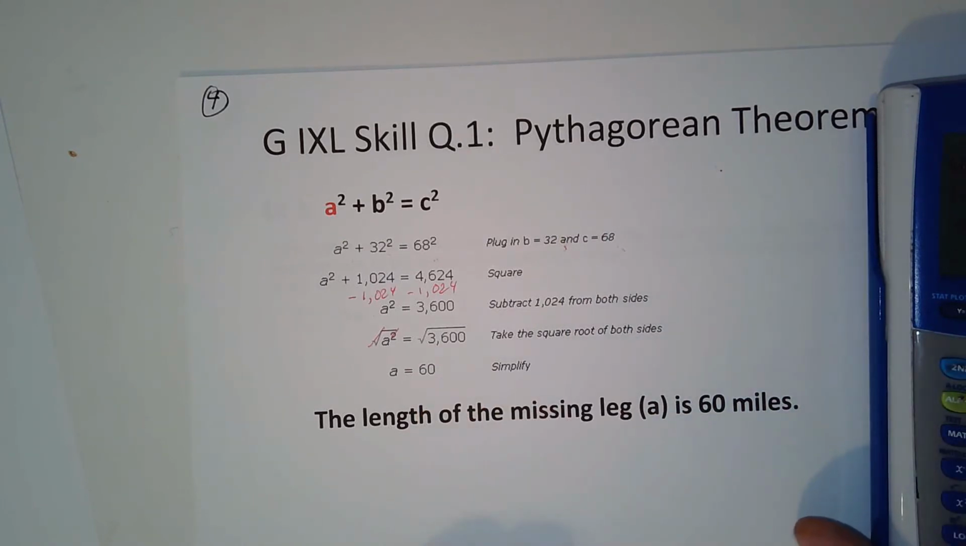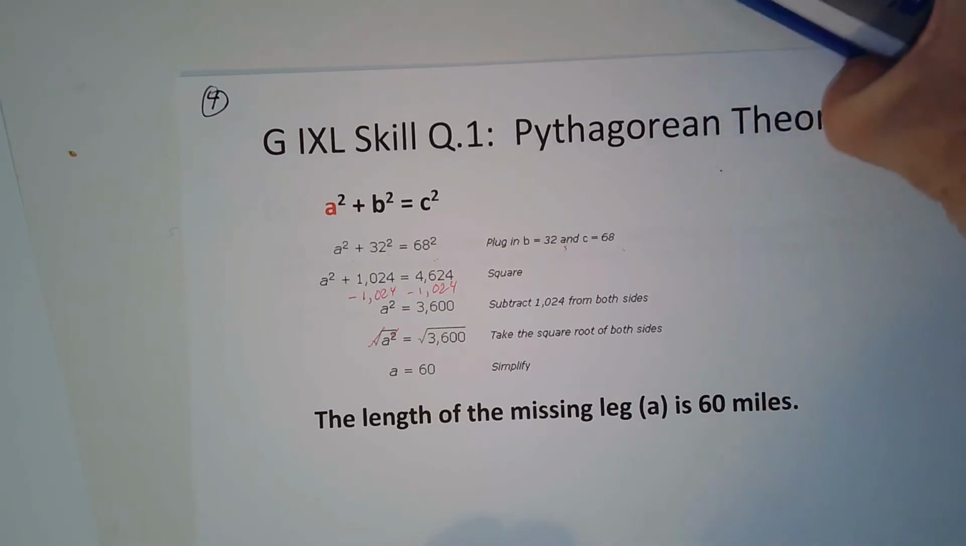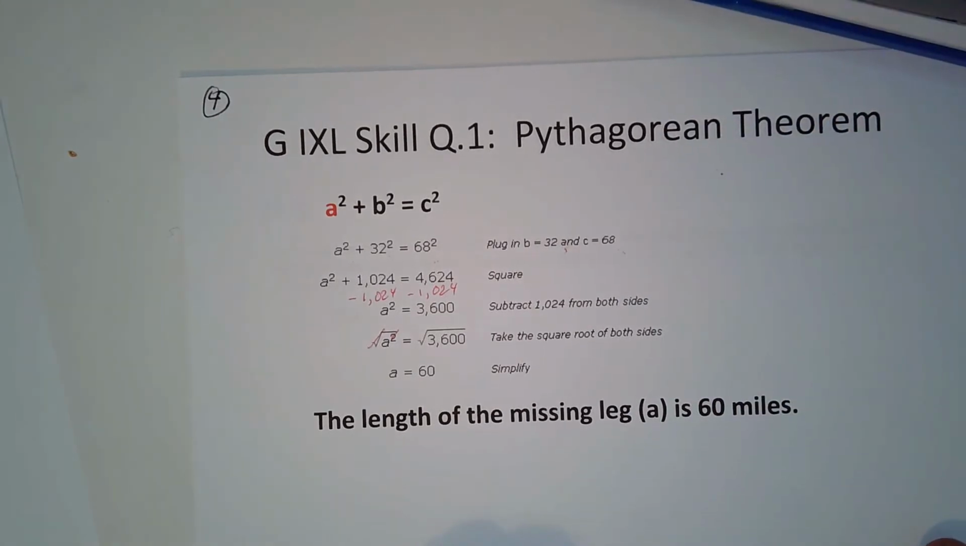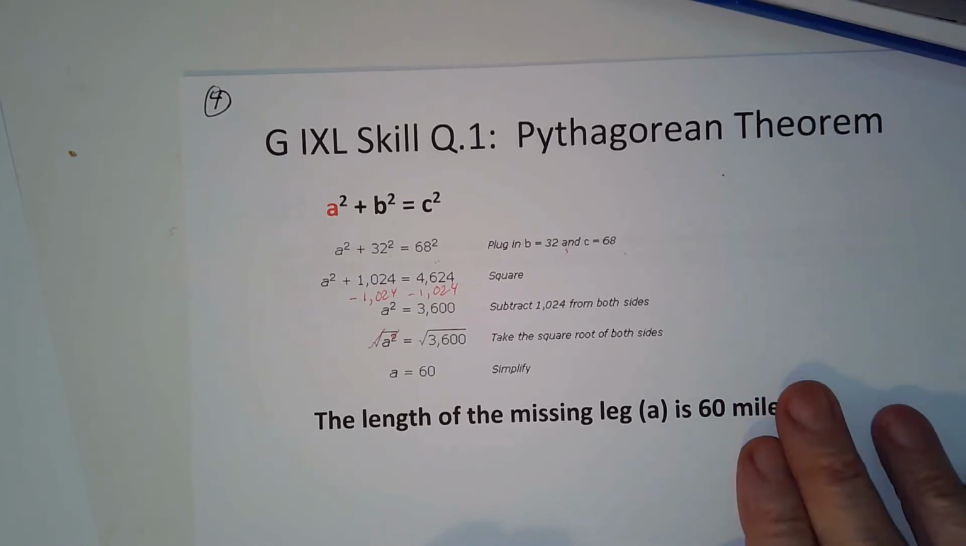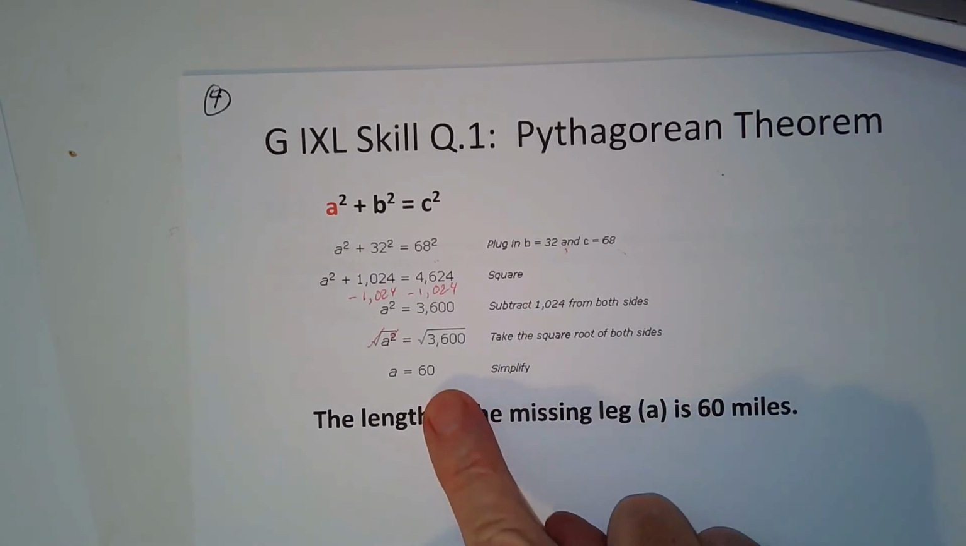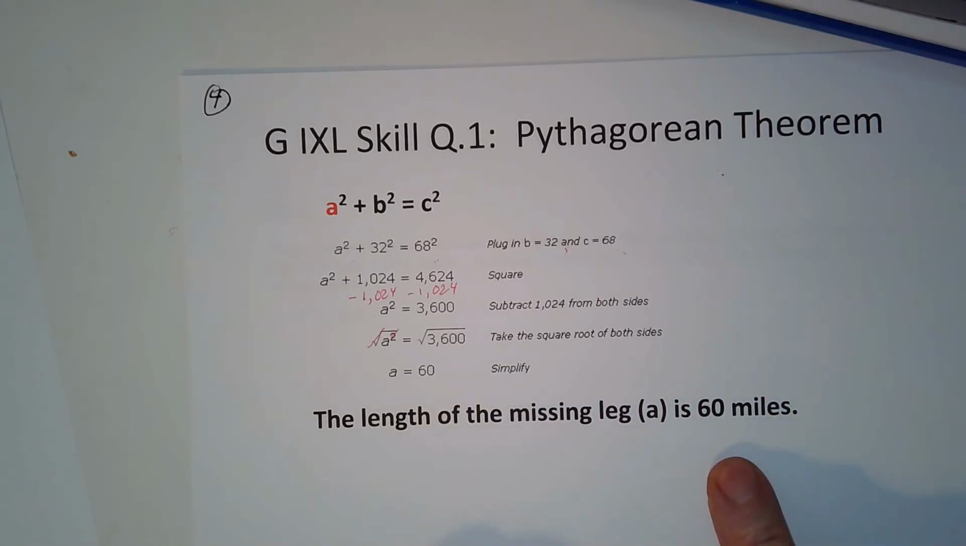Answer is yes, if you're dealing with algebra. But with geometry, think about it. Do you ever get the length of a side that is a negative number? Answer, no. So think of this, if you will, as the absolute value of 60 is always going to be a positive number. Okay? So then the length of the missing leg, A, is 60 miles.